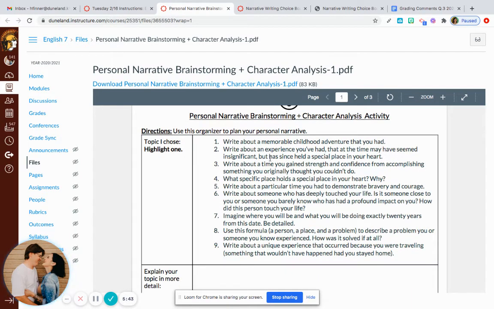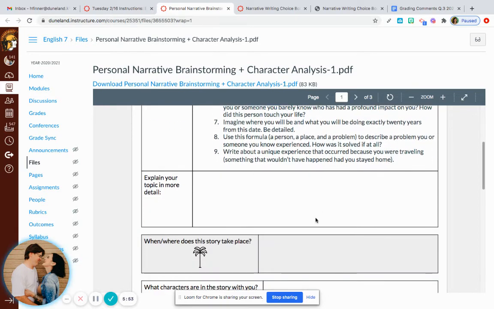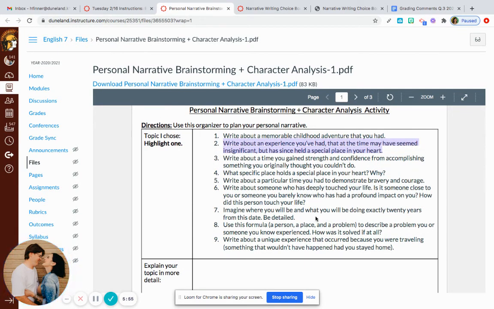So again, highlight here the topic you chose. For example, if I wrote about this, I would highlight it with PDF markup as the topic that I chose. Next, I'm going to explain that topic in detail.